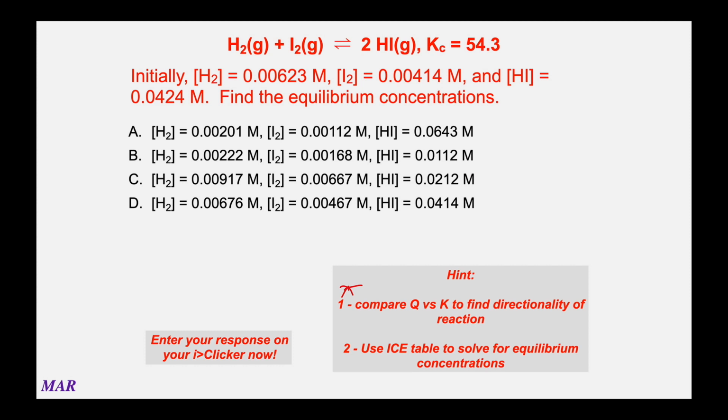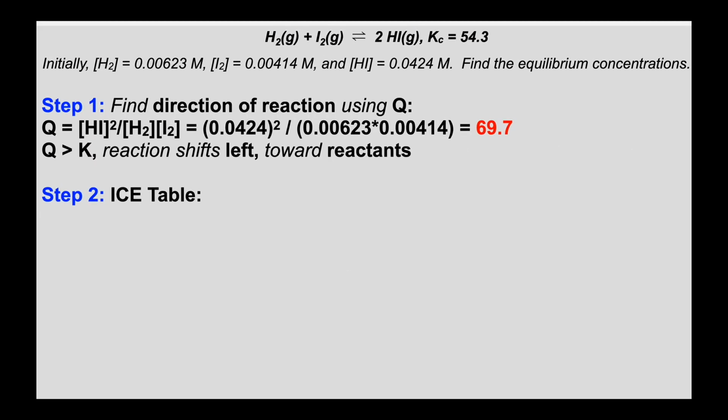So once we know which direction it's going to go, then we can plug these things into the ICE table and figure it out. So let's see what this looks like. The first step, like I said, is you need to calculate Q. At the top there is the initial problem with all the information we need. Now Q looks just like K, products over reactants. So Q would be HI squared on top, and we would divide by H2 and I2. You can see that on this line right here, I put in the initial concentrations for all of the different reactants and products.